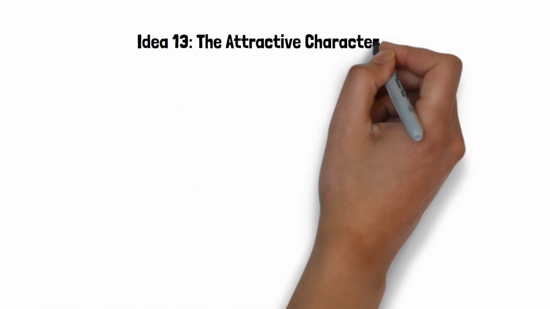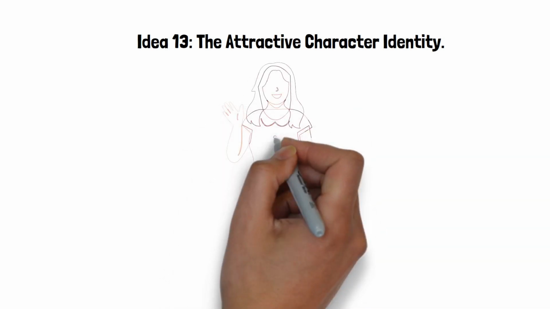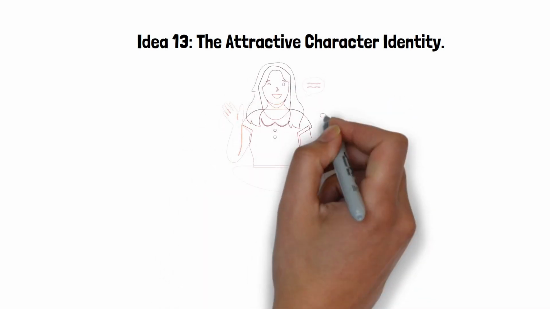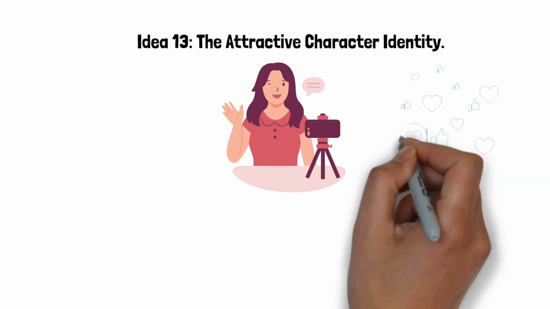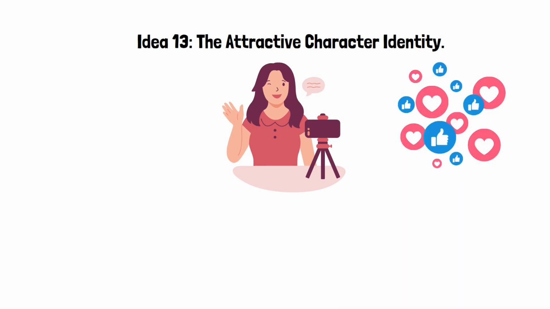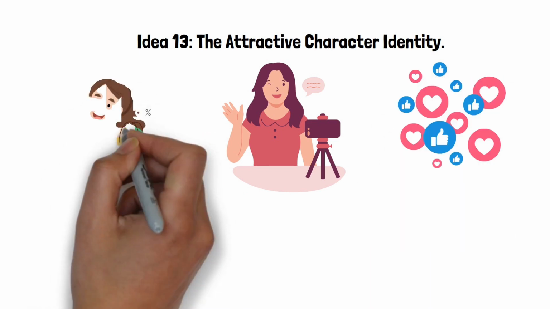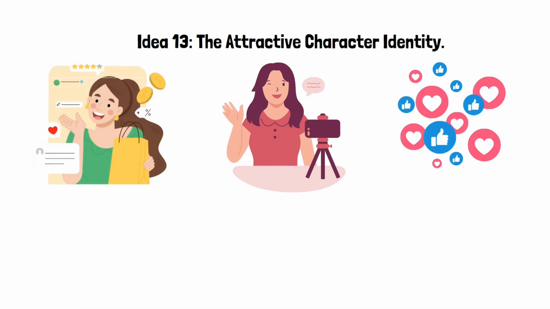Idea 13. The attractive character identity. The attractive character identity is a concept where you develop a persona that helps you connect with your audience on a personal level. This character should be someone that people find interesting and want to follow. Think about it like this. When you are telling stories or sharing information, it's not just about what you're saying, but also about how you say it and who says it.